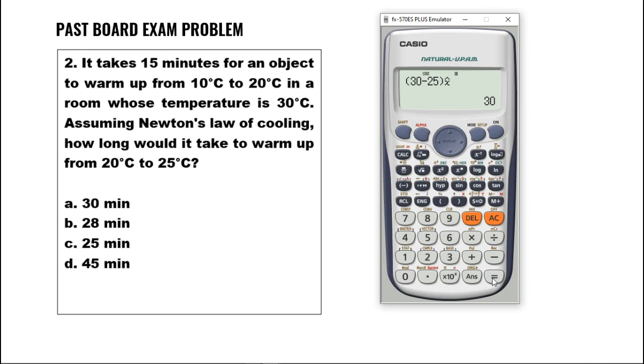So that is 30 minutes. That is letter A. So next problem tayo guys. Ito, mayroon pa palang last problem here. So last problem na siya.